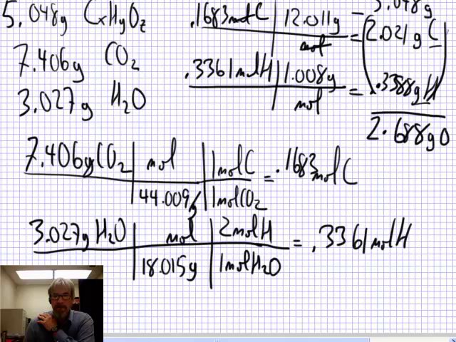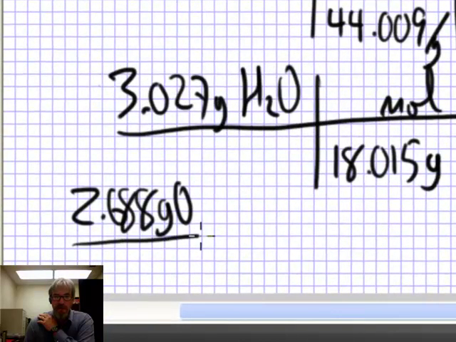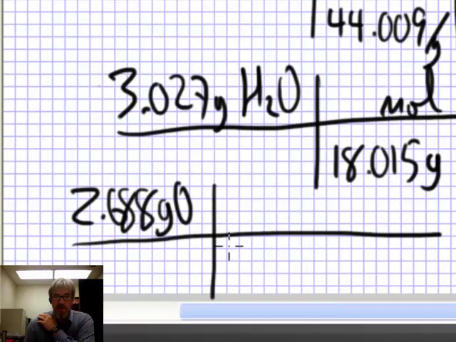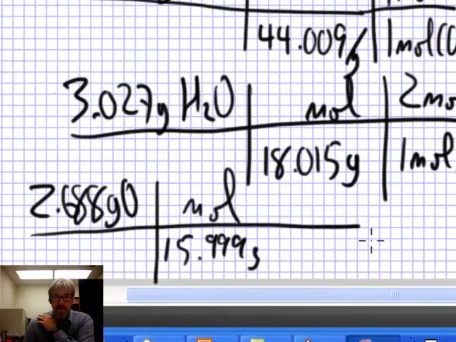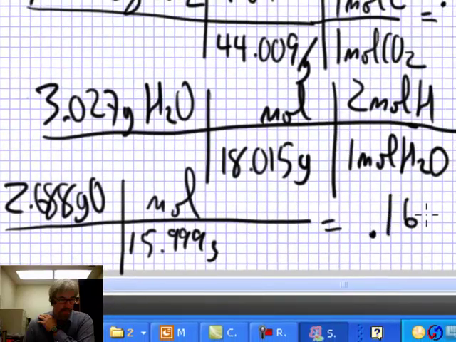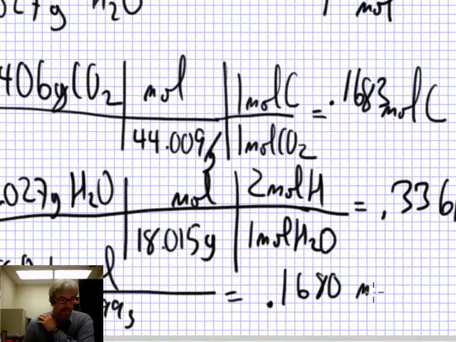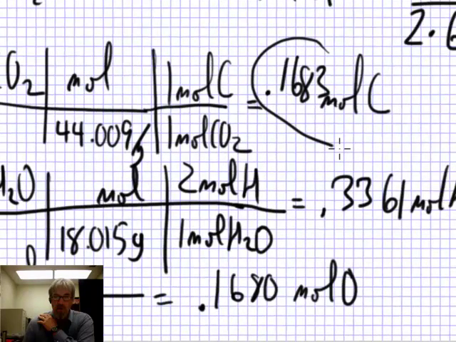Well, 2.688 grams of oxygen can be converted into moles of oxygen, because oxygen is 15.999 grams per mole. This works out to 0.1680 moles of oxygen. So here are our 3 mole quantities.